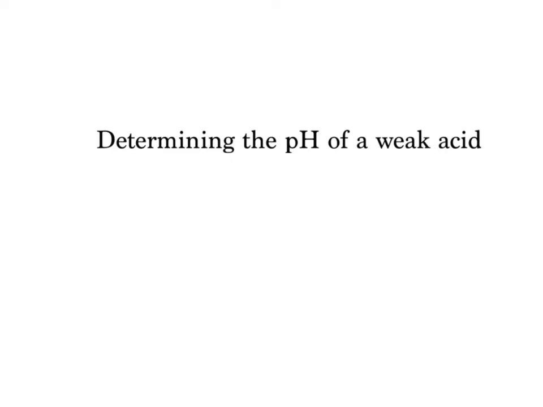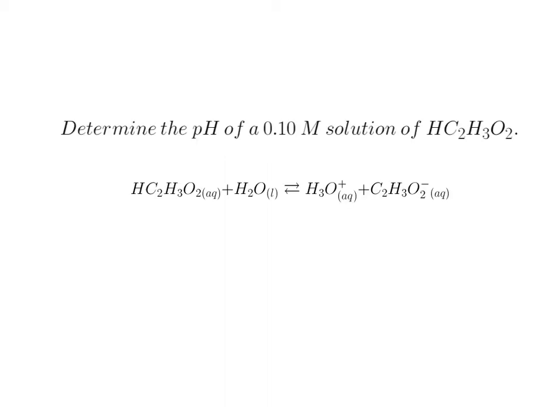Okay, so now we're going to be determining the pH of a weak acid. Since the acid is weak, it will not ionize 100%, so we cannot automatically know the concentration of H3O+ or OH-. Okay, so let's start right now with number 14 from your notes.